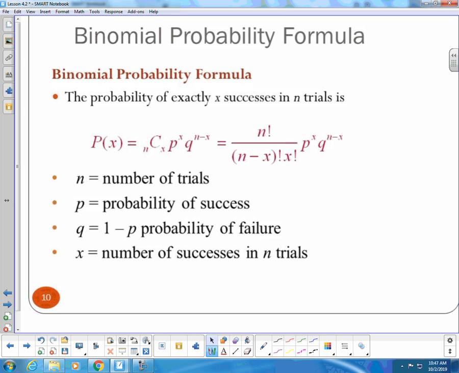Okay? So n stands for how many trials. x stands for how many successes you want. The p is your success rate. Your q is your failure rate. P's and Q's should always add up to 1, right? They're complements.